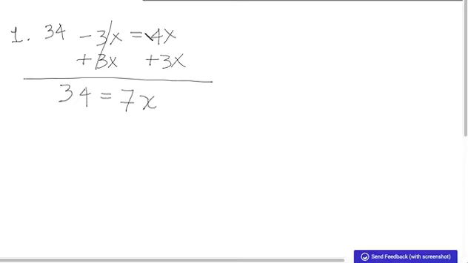Oh, it's 14x. Okay, that explains it. Okay, let me try that again. I was like, that's not looking like what I should have. Okay, so let me try that again. 34 minus 3x equals 14x.